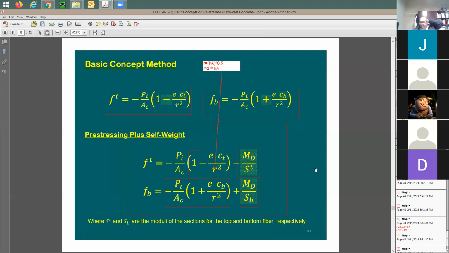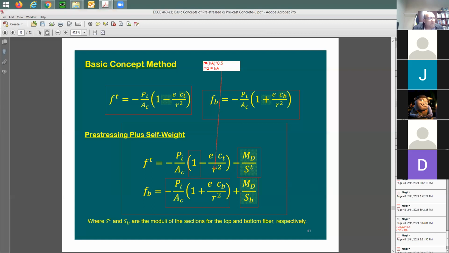Any questions? Yes? We're good? Yes, sir. For part 7, you said we have to add F top and F bottom, both equations. You have more than one part, right?